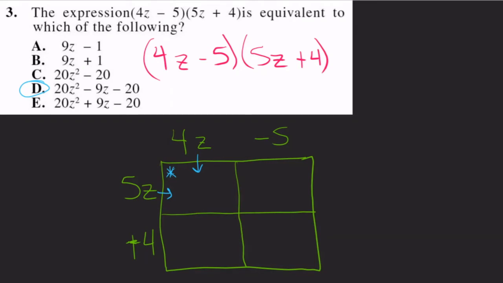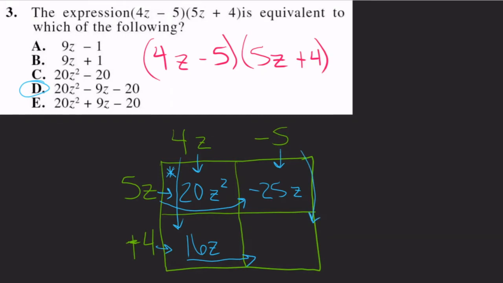5z times 4z is 20z². Over here, we're going to bring this term over to here and bring this term in and multiply them. 5z times -5, -25z. Same thing here. I'm going to bring this term down to here and this term over and multiply them. 4z times 4. Okay, and then I'm going to take the last two terms, and this one's brought over here, this one's brought down. 4 times -5 is -20.